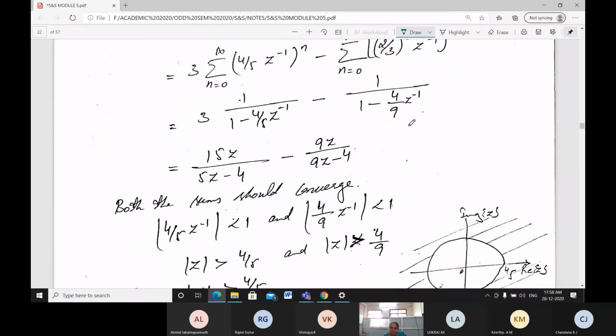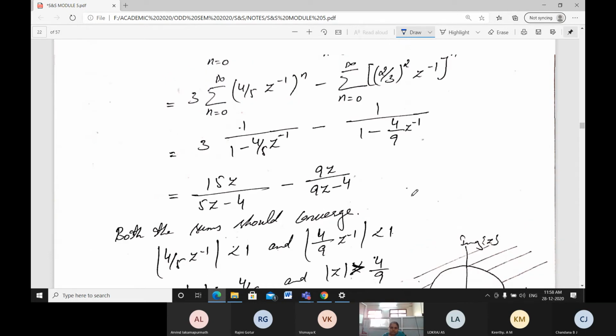Then separately it is taken here as 3 into 5z divided by 5z. This 5 is taken as LCM and taken to the numerator part. Then we will get 15z divided by 5z minus 4. Here minus 9z divided by 9z minus 4.